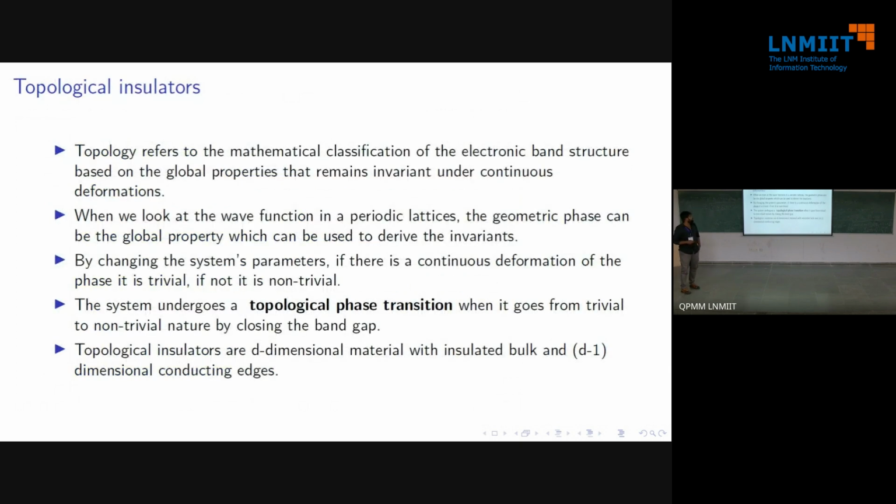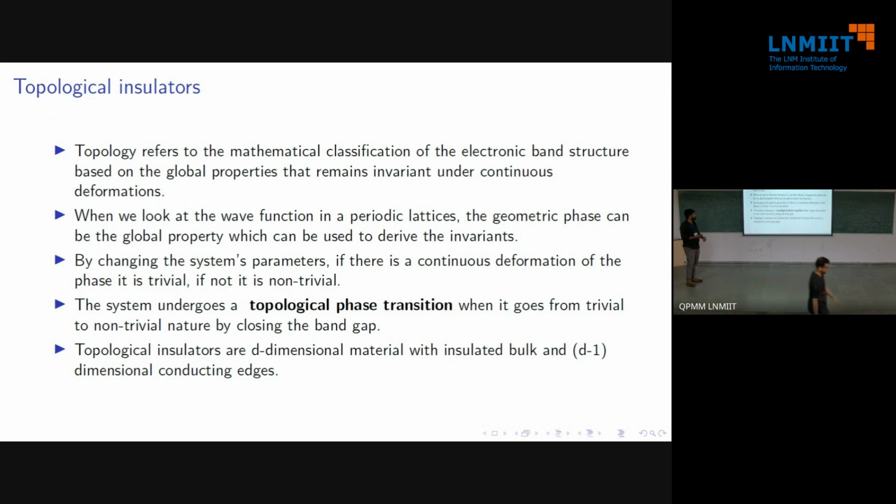So coming to the definition of topological insulators, everyone is asking the question, what is topology? To give a good definition, the way we refer to topology here is the mathematical classification of the electronic band structures with a global property of the system. Under continuous deformation, by changing the parameters in the Hamiltonian, the global properties that we are looking at for the band won't change, which is invariant. So that is one way topology comes into condensed matter.